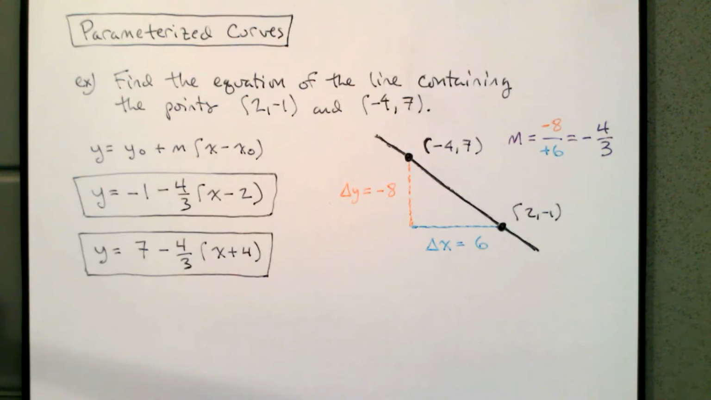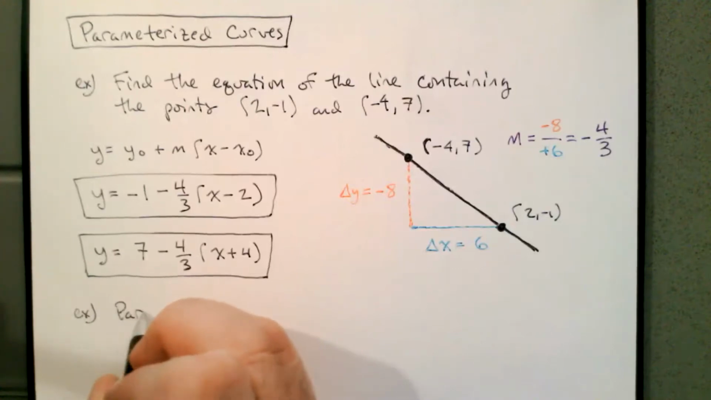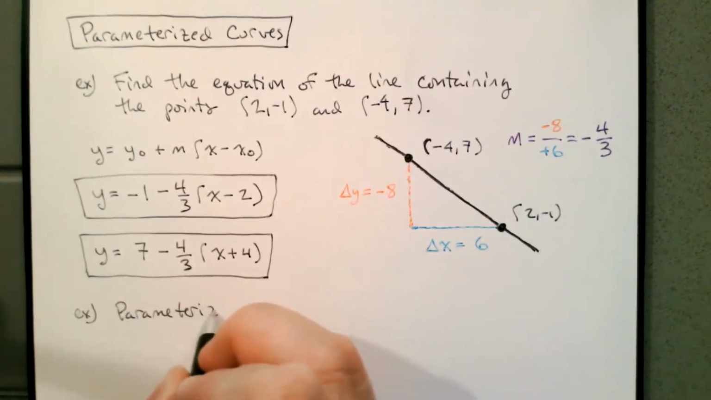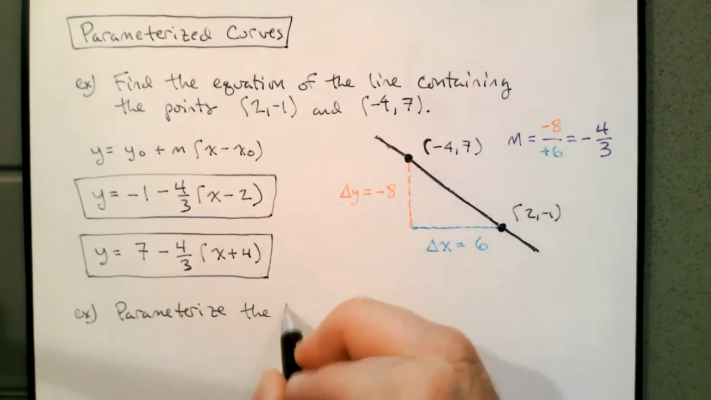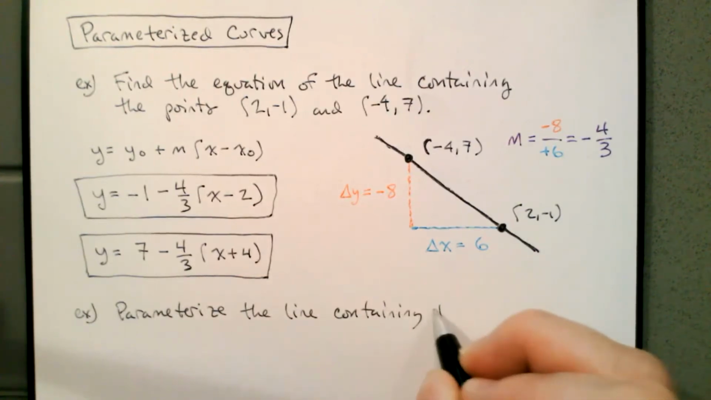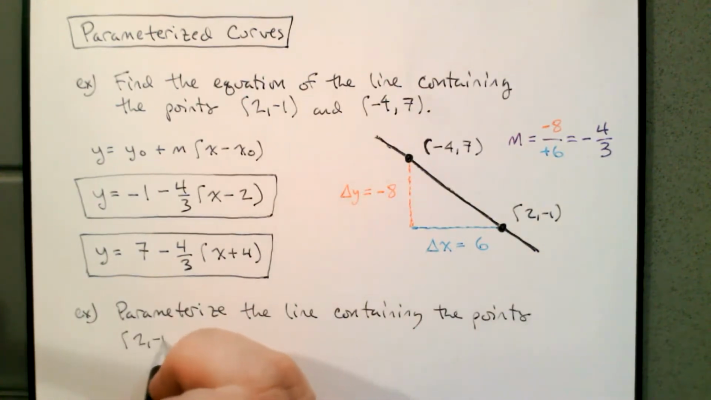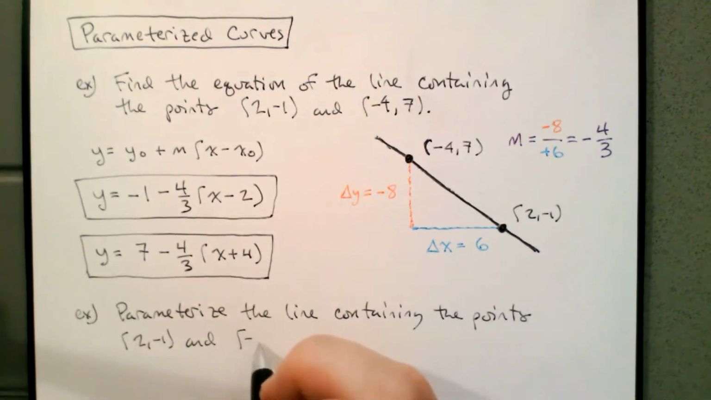So if we want to parameterize the equation of a line, I need to just write how x is changing with respect to some parameter and how y is changing with respect to some parameter. Let's parameterize the line containing the points (2, -1) and (-4, 7).